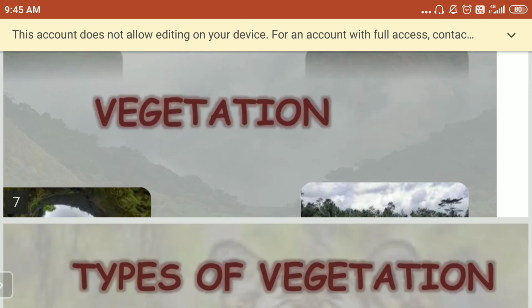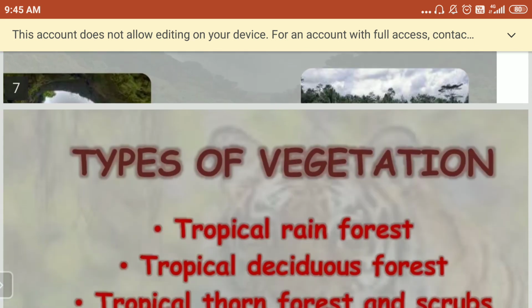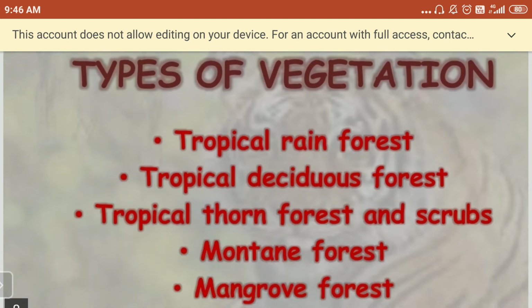So dear students, now the different types of vegetation, as I have already told you. First is tropical rainforest, tropical deciduous forest, tropical thorn forest and scrubs, mountain forest, or we can say mountainous forest, and mangrove forest. What is another name of this mangrove forest? Tidal forest, littoral forest, swampy forest. Say yes or no?